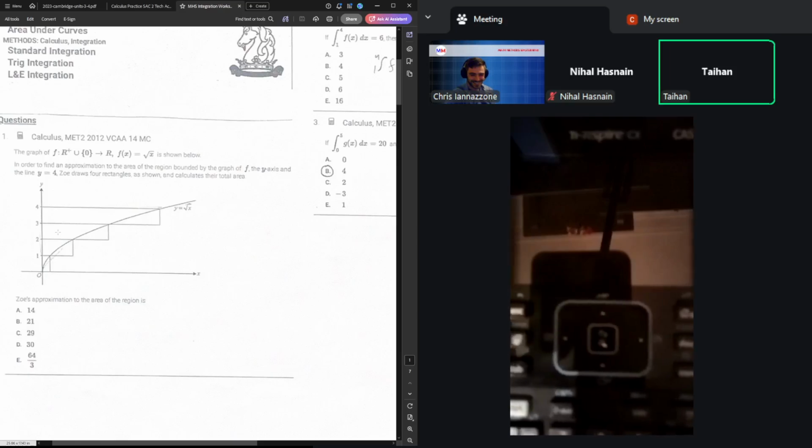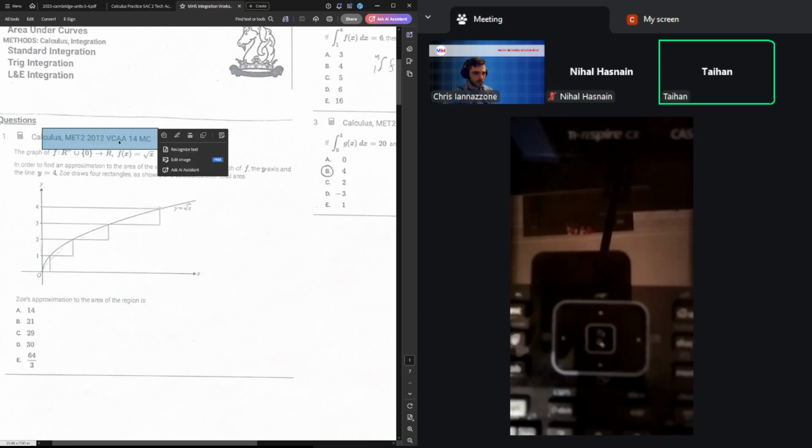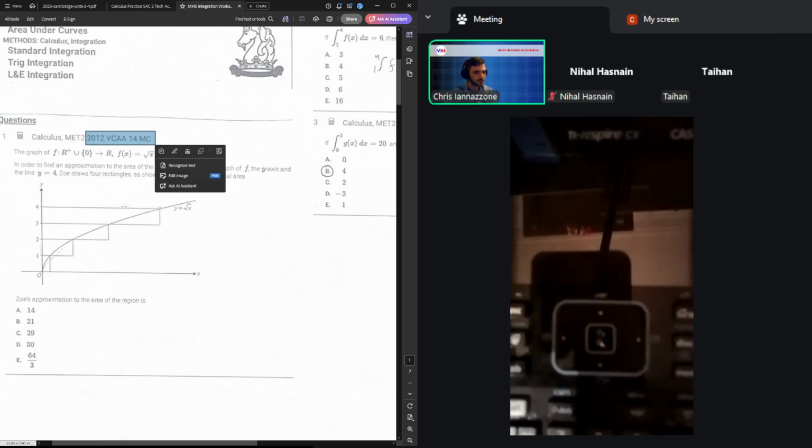Did you do some of these questions when you were in year 12? Oh, for sure. I went through at least 6 or 7 different sets of practice exams. Oh wait, these are actual VCAA questions. This is VCAA 2012. ME2 just means Methods 2. I was kind of just focused on this. Yeah, so this is the 2012 VCAA multi-choice 14.